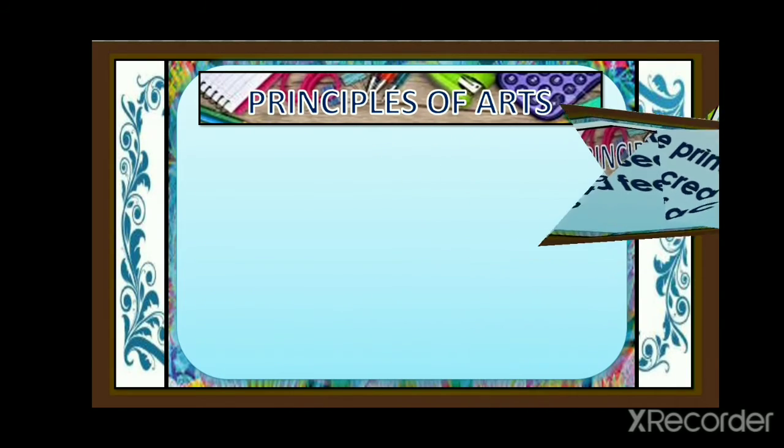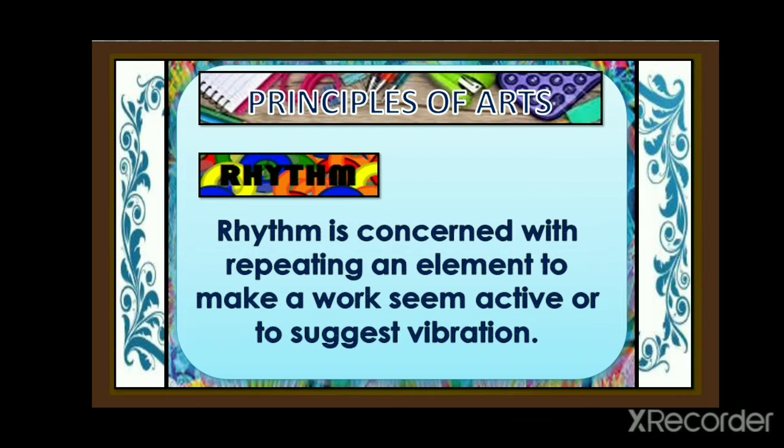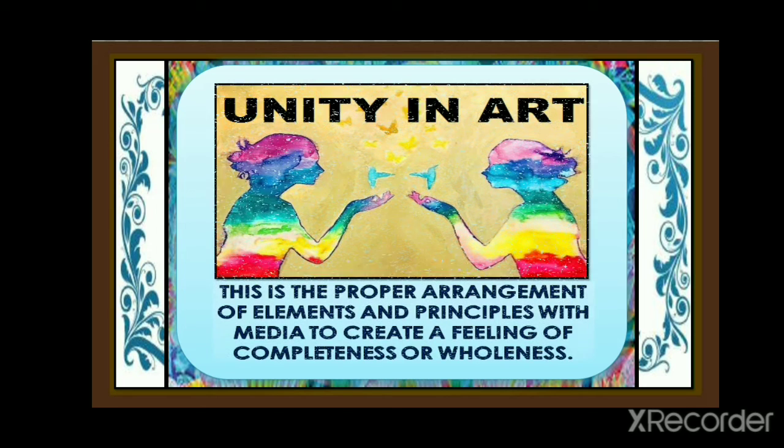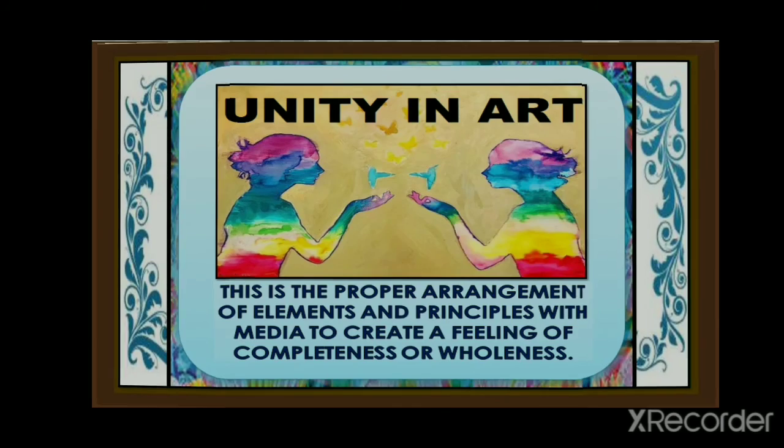And the last principle of art is rhythm. Rhythm is concerned with the repeating of an element to make a work seem active or suggest vibration. To create rhythm, artists use objects or shapes in their works. In the unity of art, this is the proper arrangement of elements and principles with the media to create a feeling of completeness or wholeness.